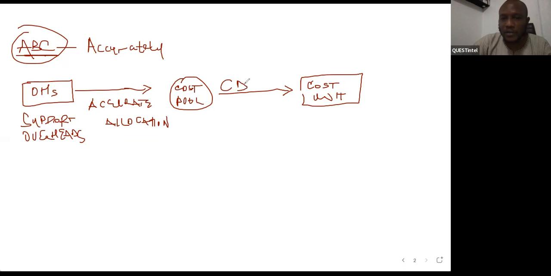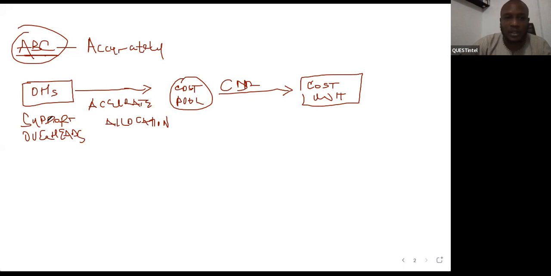cost driver rate. So some important things we are going to mention here are the fact that it is cost drivers that drive these support overheads. It's cost drivers that drive the support overheads and make these support overheads to be incurred. So the amount of overheads that we have are driven by our cost driver. So a cost driver is essentially an activity that drives the cost.